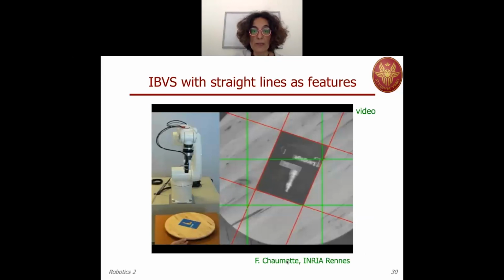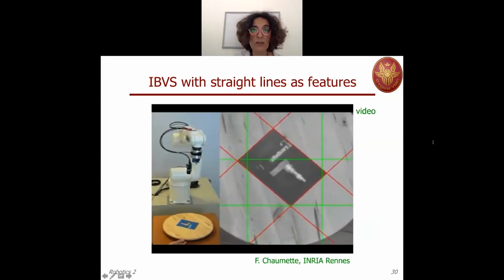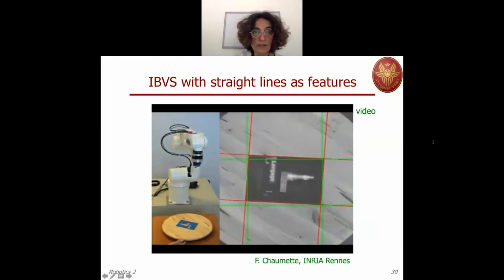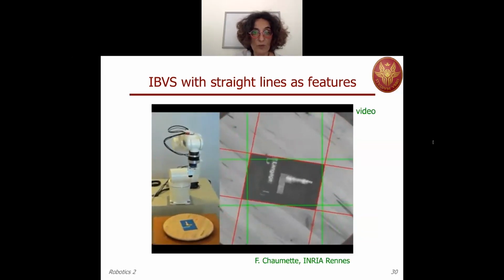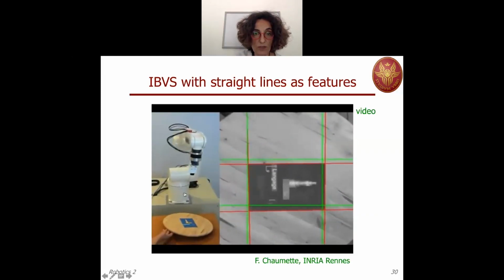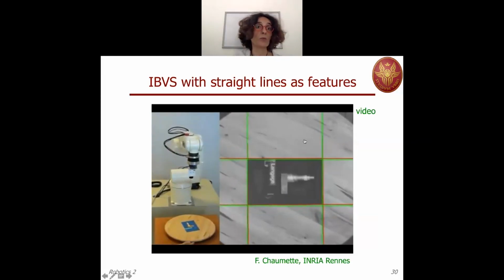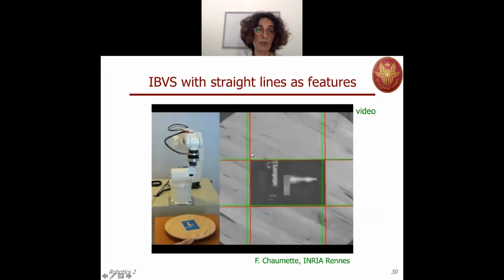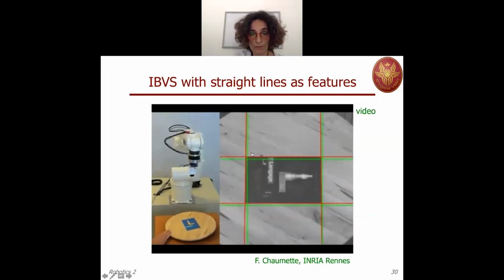Here we see again from François Chaumet image-based visual servoing with straight lines, for example, using straight lines as features. You see the effect of the motion of the robot, which are a consequence of the motion of the object, but only using errors defined in the image space.